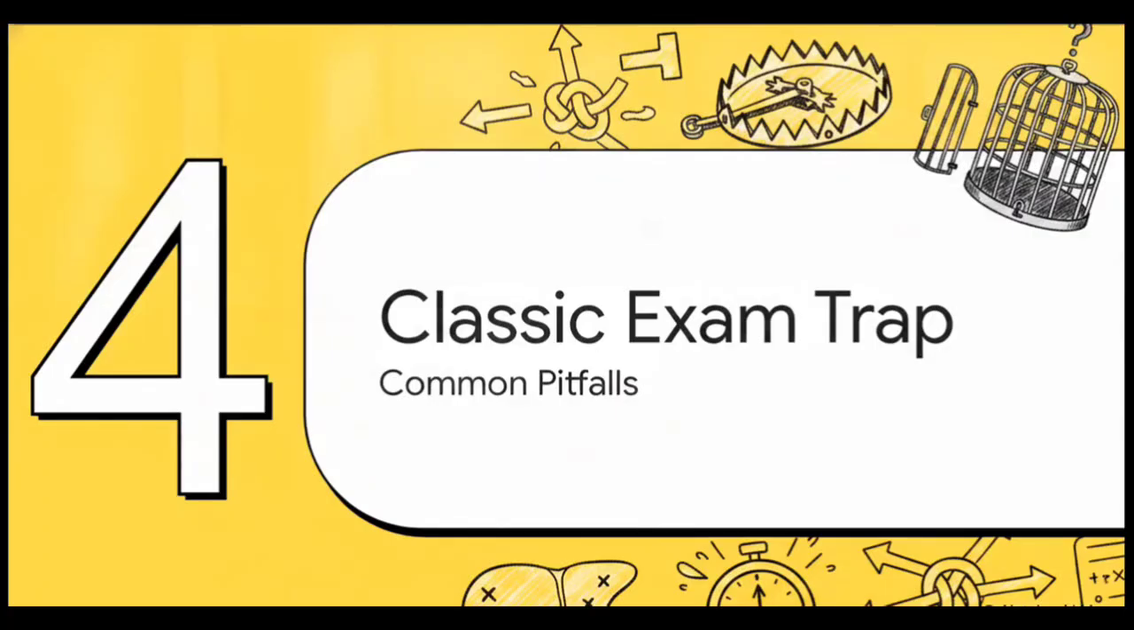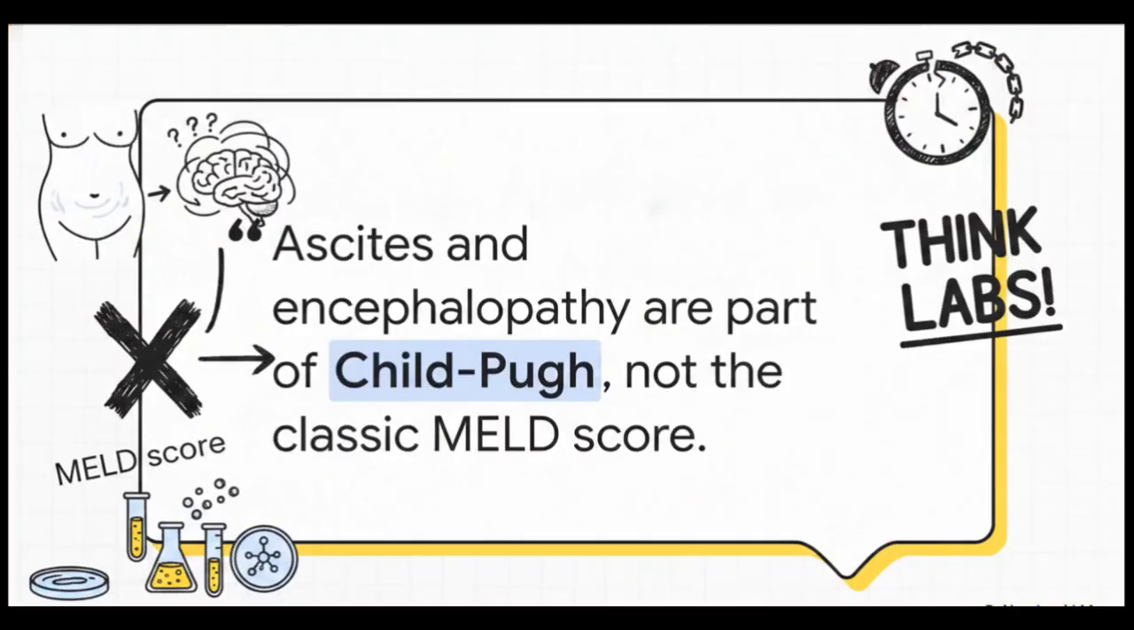Section 4, classic exam trap. Never ever fall for this classic trap. So many students lose marks by confusing MELD with Child-Pugh. They'll read a question and think ascites and encephalopathy belong in the MELD score. Nope, they do not. Ascites and encephalopathy are clinical signs for Child-Pugh, not classic MELD. I always say, when you hear MELD, think labs.